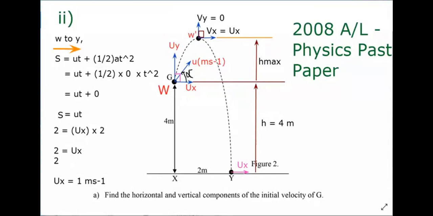Right, we have found the horizontal velocity component. This is division, right? 2 divided by 2 is 1. The unit is meter per second. So we have found the horizontal velocity component.